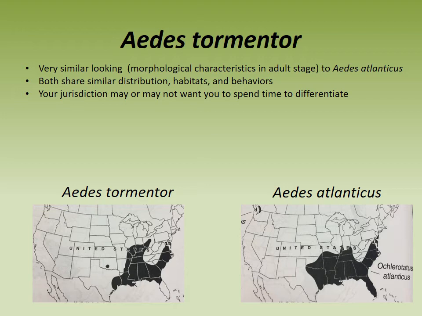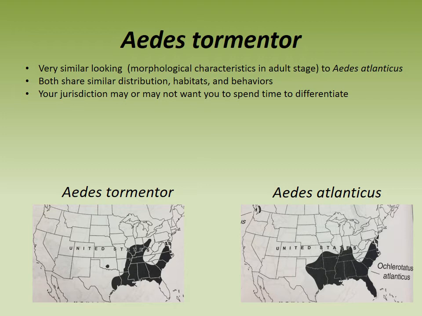Aedes tormentor. This species looks very similar to Aedes atlanticus when you're looking at the morphological characteristics of the adult females. Not only that, morphologically, but they also both share very similar distributions across the U.S., very similar habitats and niches, and very similar behaviors. When you are looking at the larval stages of these two species, there are much bigger differences between them, and those characteristics have been known for a while, and you could differentiate them. But as adults, it's a little more difficult.